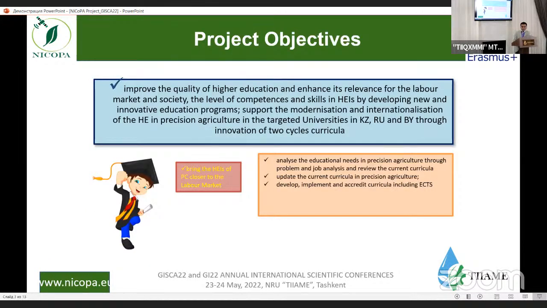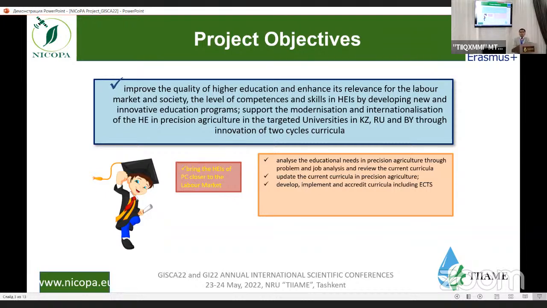So the main objective or aim of this project is to improve the quality of higher education and enhance its relevance for the labor market and society, the level of competence and skills in higher education institutions by developing new and innovative education programs, also supporting the internationalization of the higher education institutions in precision agriculture and the targeted universities in Kazakhstan, Turkmenistan, and Uzbekistan through the innovation of two cycles of curricula, which is bachelor and master study.